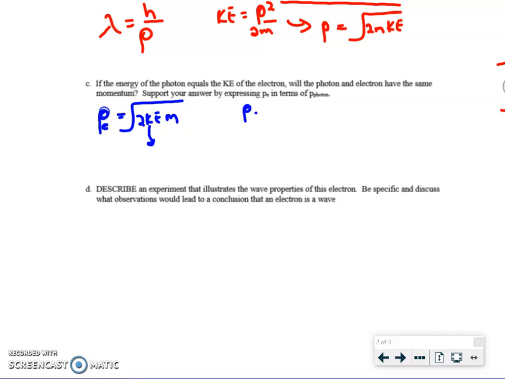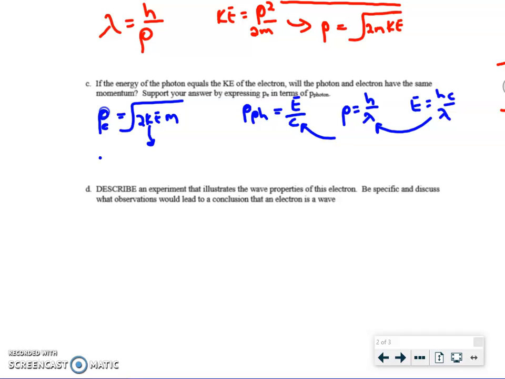If I want to look at the photon, the momentum of the photon is simply its energy divided by the speed of light, c. I got that because I started from h over lambda, which is what we do know, and I substitute out the lambda. I can do that in terms of energy because I know that the wavelength is associated with energy via the equation E equals hc over lambda. So if I solve for lambda in this equation and substitute it into here, I simplify and I get that.